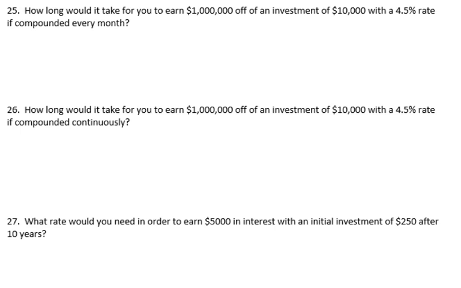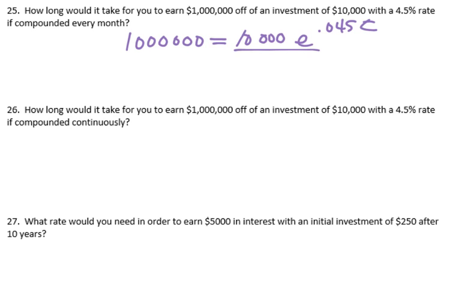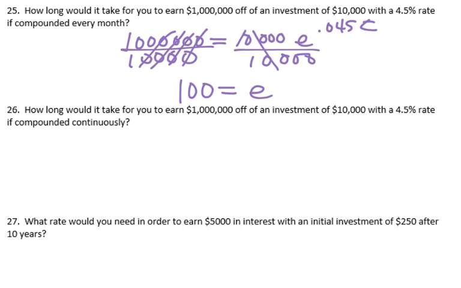All right, so let's keep going. How long would it take for you to earn $1 million off an investment of $10,000? Now we're doing the same exact thing. This would equal e to the 0.045 times t, because we're looking at continuous. Start off by doing that, so everything cancels. So basically 100 would equal e to the 0.045 times t.